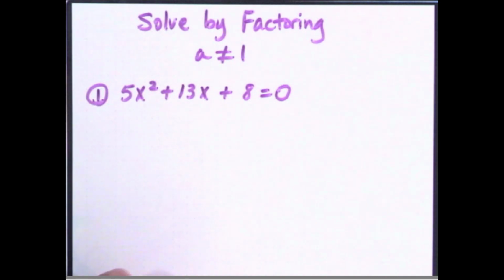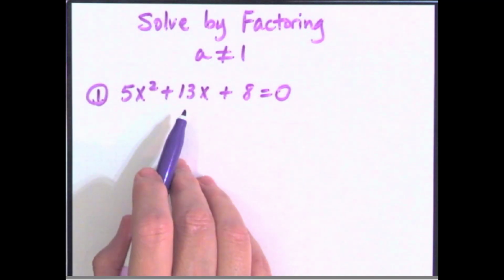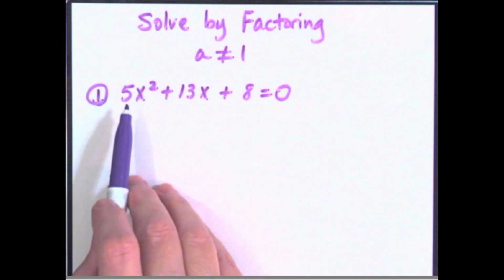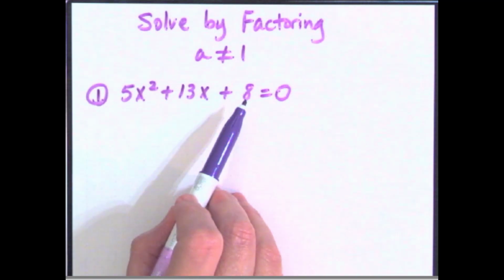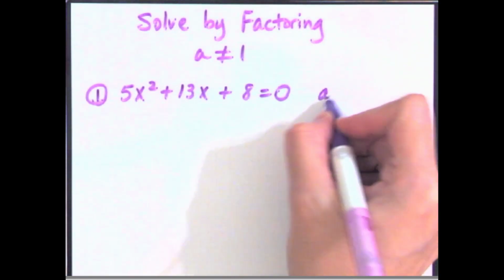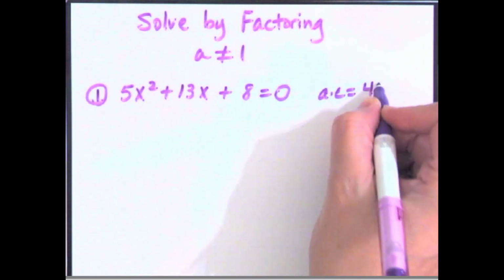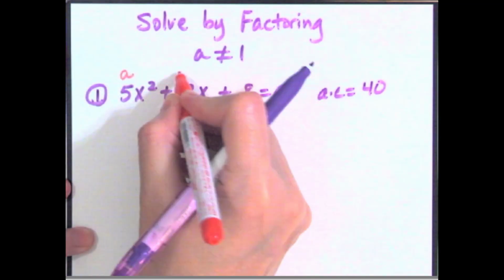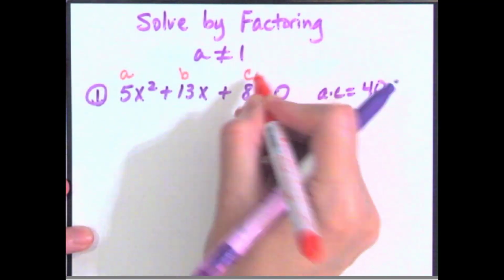Welcome back. In this video, we're going to solve by factoring when a does not equal 1. And there's no greatest common factor. See, 5 will not go into 13. So, for this, we'll use the AC method. We'll multiply our a times our c, and that'll be 5 times 8 is 40. Remember, these are quadratic, so that's a, b, c.